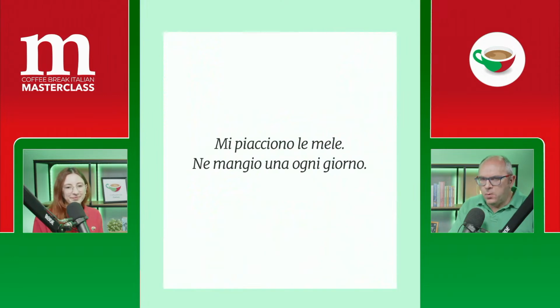So let's begin with an example. Do you want to read this example? Certamente. Mi piacciono le mele, ne mangio una ogni giorno. So, mi piacciono le mele. I like apples, okay? Ne mangio una ogni giorno. So let's think about what's happening here. We could say mangio una mela ogni giorno, couldn't we? Absolutely, but this would be a repetition. Redundant, yes. So here we're replacing le mele with ne, but there's something else that goes along with it, una.